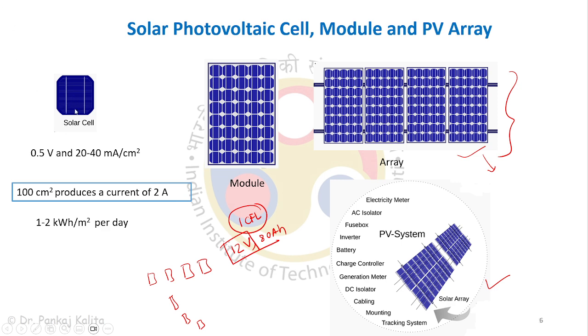Now, a normal silicon cell has a voltage of about 0.5 volt. It's talking about a single solar cell, 0.5 volt and 20 to 40 milliampere per square centimeter. So if you want a 2 ampere current, then around 100 square centimeters of solar cells are required. So how to get this 100 square centimeters of solar cell? We combine them in series and parallel form. We'll see in detail what a series combination is and what a parallel combination is.